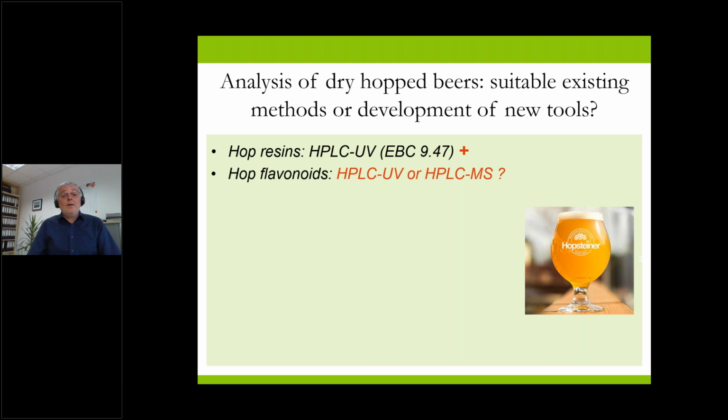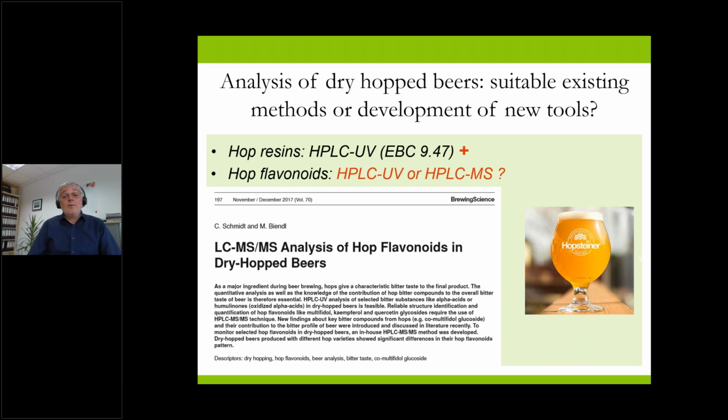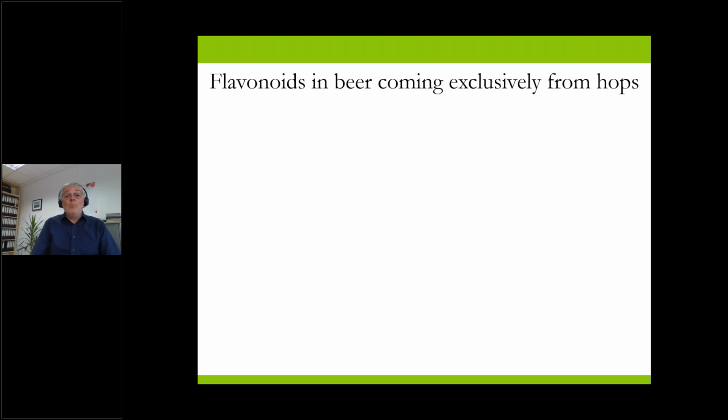The next fraction are the hop flavonoids, and the question that I would like to raise is: is HPLC-UV possible, or do we need HPLC-MS equipment? We already have an answer in-house for this question. In 2017, we published the result of our investigations. The result was that we need LC-MS analysis and detection of hop flavonoids in these dry hop beers. And I would like to give you some more information on these compounds now.